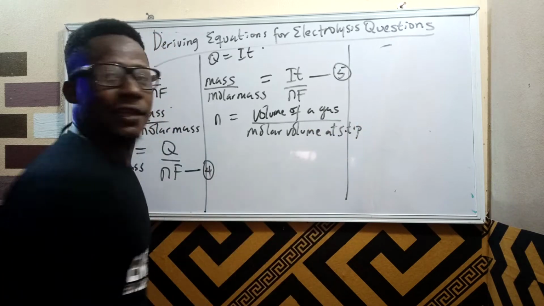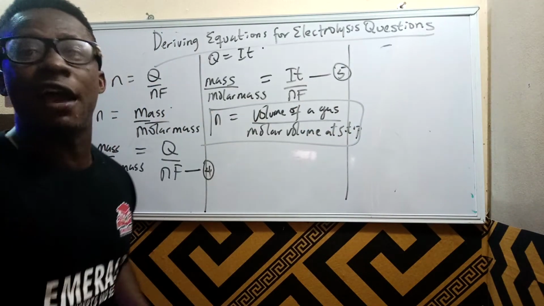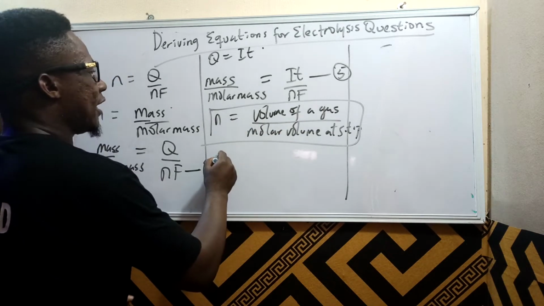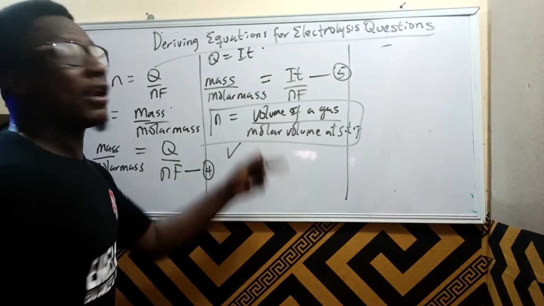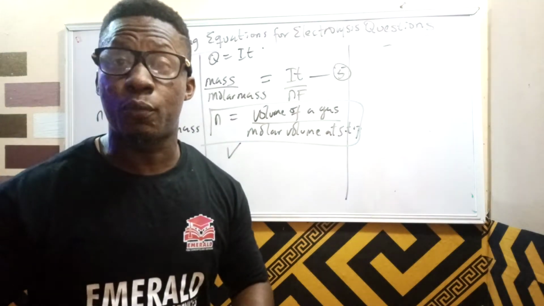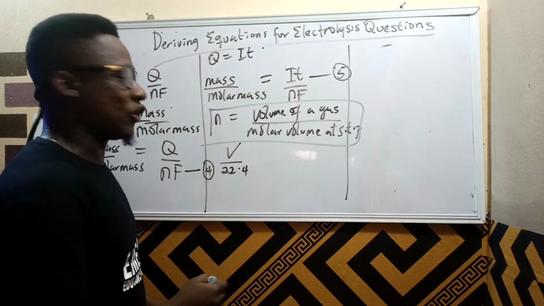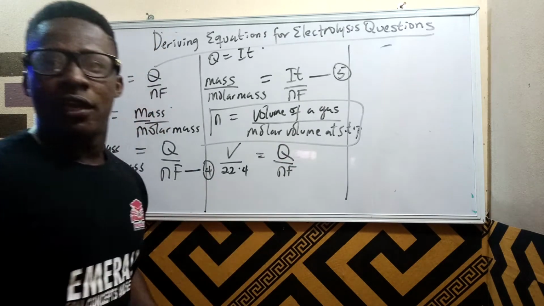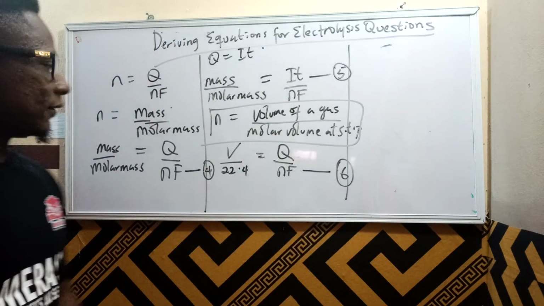For a gas at STP, this is the formula for the number of moles. Therefore, putting it here, we can say volume. Let me represent the volume with V. V, the molar volume of a gas at STP, is 22.4 dm cube. So you can say V over 22.4 dm cube is equal to Q over nF. So this is equation 6.